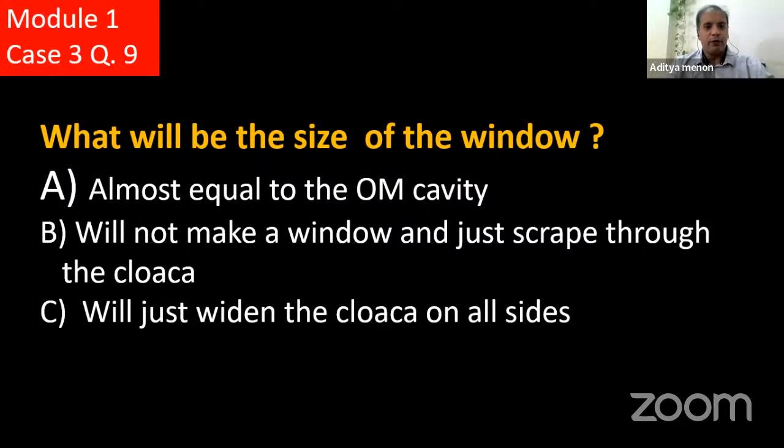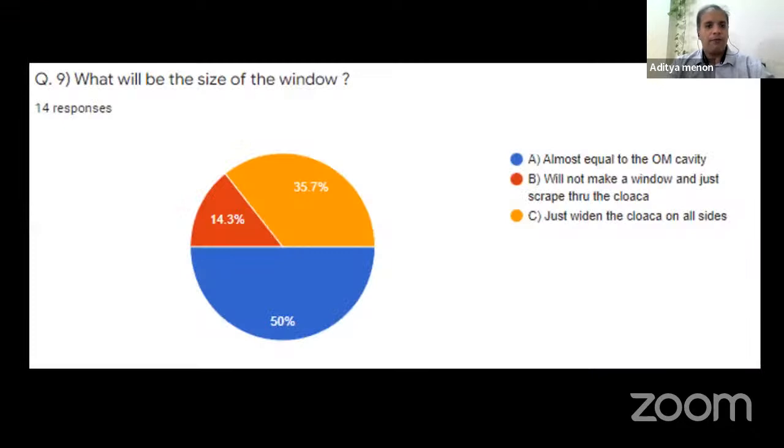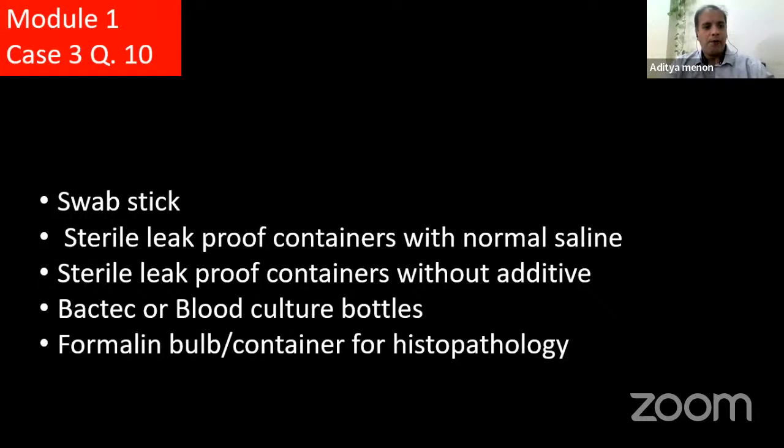Next was the size of the window. Half the delegates said they would make the cavity as much as the osteomyelitic region. 35% said just widen the cloaca on all sides. That would be enough to scrape the osteomyelitis.